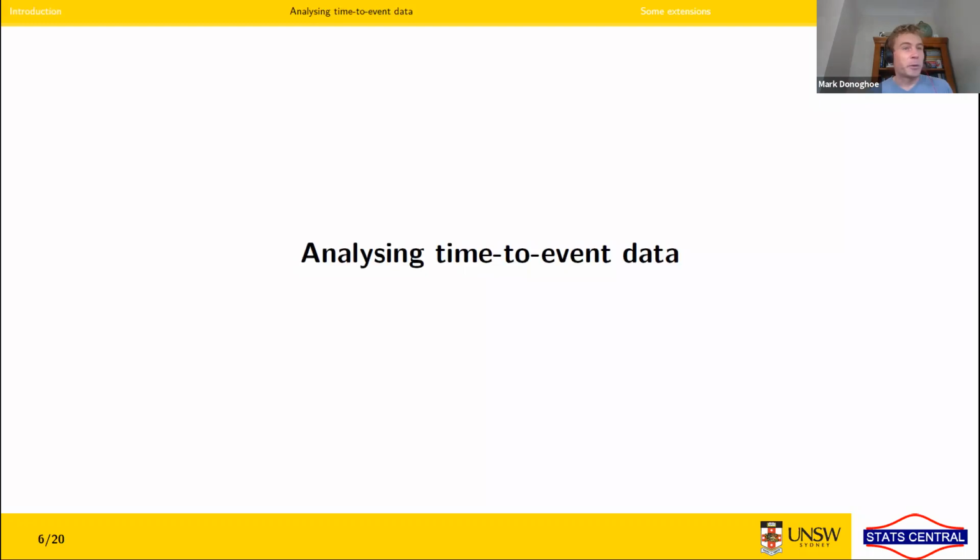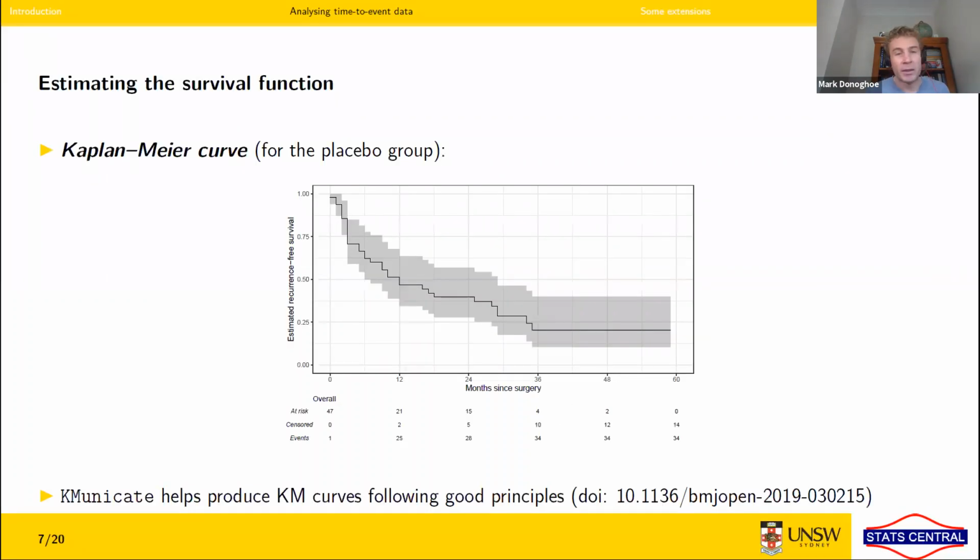I'm going to just give an overview of the most common types of analysis that you'll see in the simplest situations with time to event data. One of the first things we'll want to do is to get an idea of what the distribution of the time to event looks like. A Kaplan-Meier curve is an estimate of the survival function, which takes censoring into account.